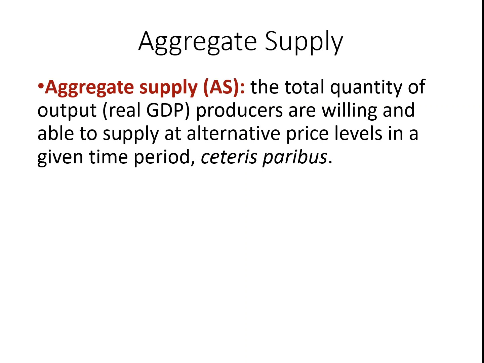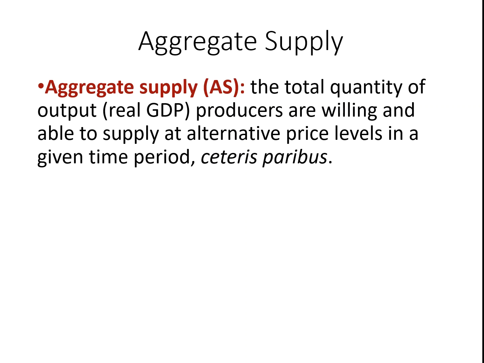Very similarly, when you are learning the aggregate supply, you shouldn't simply use the idea of the supply curve to understand aggregate supply. Again, they are totally different concepts. So first of all, what is aggregate supply? The aggregate supply is the total quantity of output producers are willing and able to supply. This is usually measured by the real GDP at alternative price levels, usually measured by the CPI, in a given time or period, ceteris paribus.